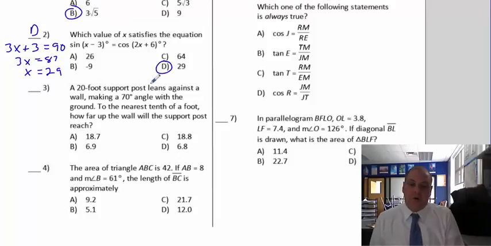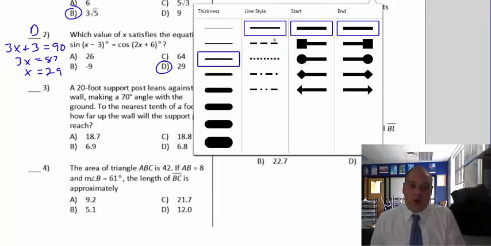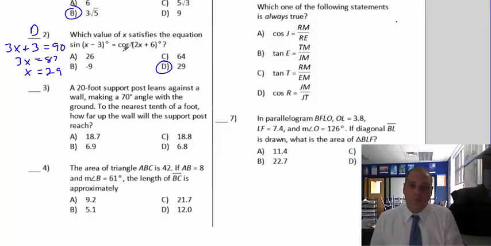A 20-foot support post leans against a wall. Makes a 70-degree angle with the ground. So we're going to draw this picture out here. I'm just going to draw it here. There's that post leaning against the wall here. That's 20. 70 degrees with the ground. And they want you to find how far up the wall.